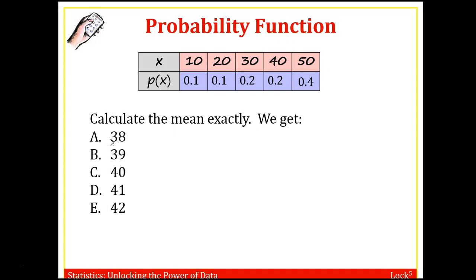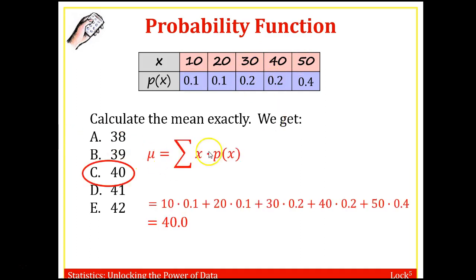But we could actually compute the actual calculations. So how do you find the mean exactly? Multiply x times p of x, x times p of x, x times p of x, and so on, and then add them all together. So it's done right here. You sum up 10 times 0.1, 20 times 0.1, and so on, and get actually exactly 40. 40 is the exact mean of this probability function.